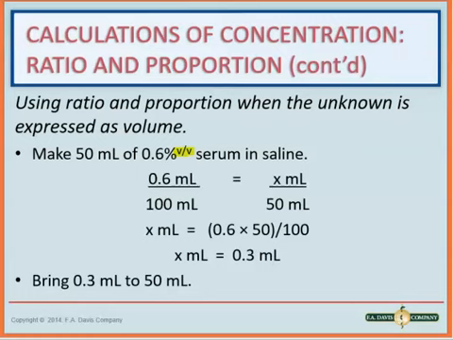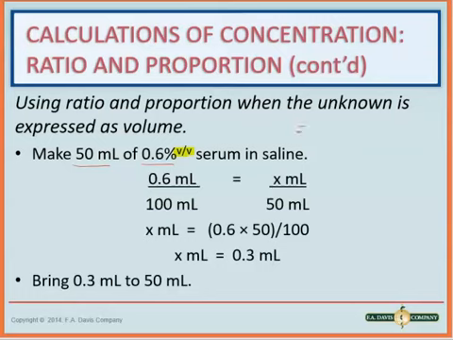So let's read our word problem. Let's make 50 mLs of a 0.6% serum in saline. So the information that's given is 50 mLs of 0.6%. And what I say about percentage, you just have to know it's of 100. So it wouldn't matter if it was 20%, 30%, whatever, it's of 100. So we got to take that information and use it to set up our equal ratios to form a proportion.